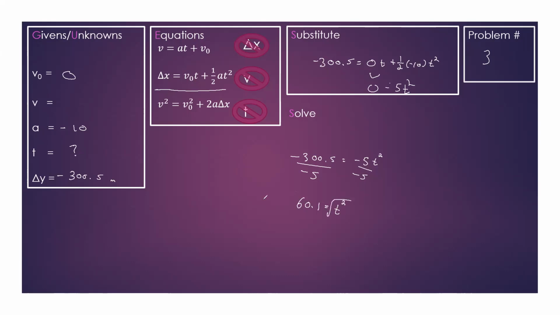To get rid of the squared, we take the square root of both sides, and you get square root of 60.1 is 7.75 seconds. Now, technically, it's in the square root, so you should have to decide if this is a positive or negative number. Time is always positive. If you wind up with a negative time, you have done something very, very wrong.